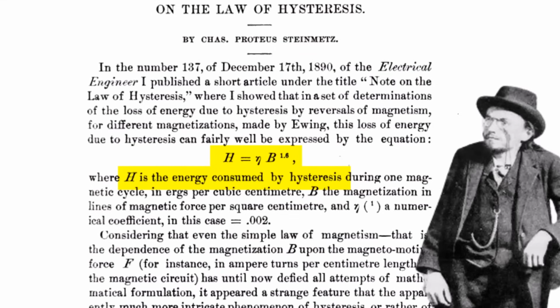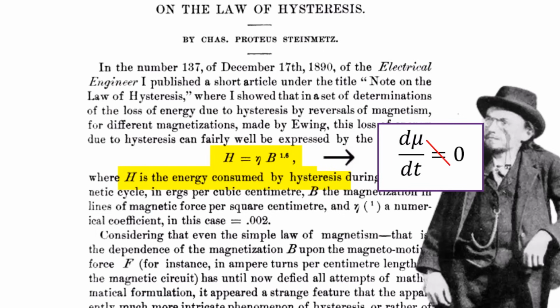Note that in this original paper, Steinmetz confusingly labels the energy loss with the letter H. This has nothing to do with the magnetic H field, sorry. Anyway, Steinmetz's work means that not only does the magnetic coefficient mu depend on time, but also that a changing magnetic coefficient has a power dependence.